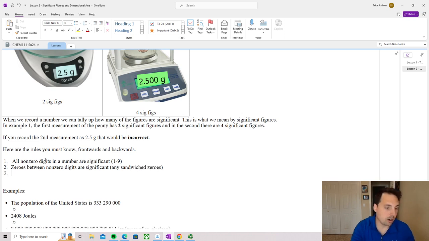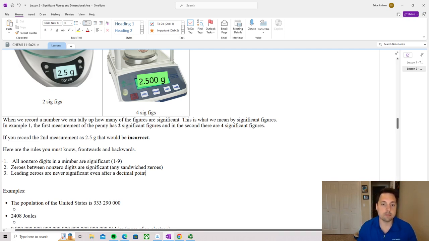Leading zeros are never significant, even after a decimal point. And I'll give some examples of that in a sec, but leading zeros are the numbers that come at the beginning.